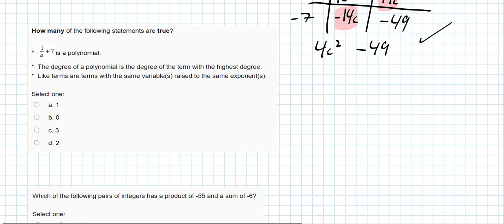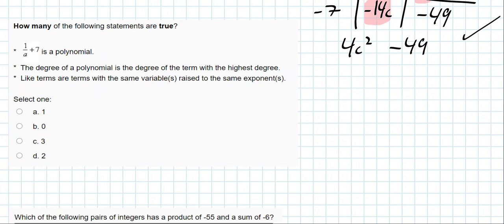Next, how many of the following statements are true? Let's look. 1 over a plus 7 is a polynomial. No. It can't be a polynomial because we have a variable on the bottom. That one's no good.